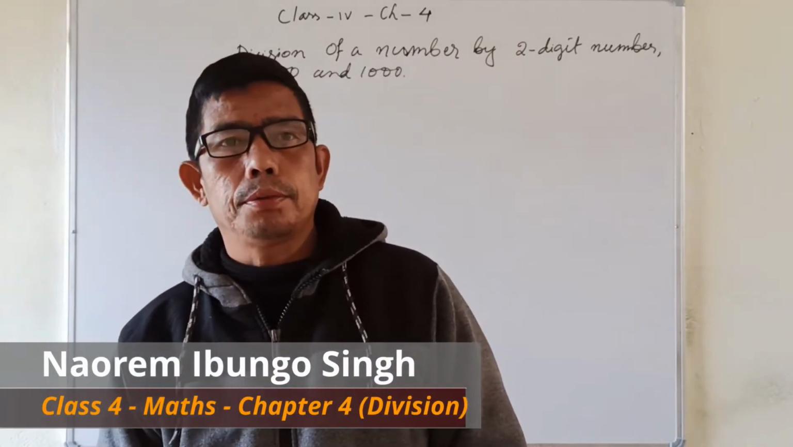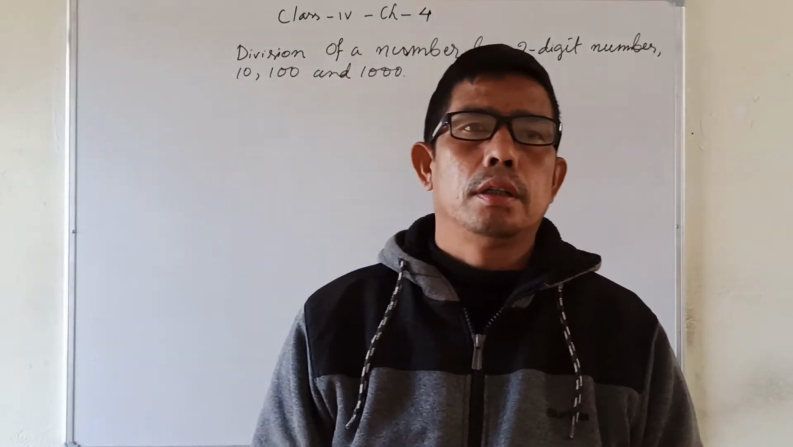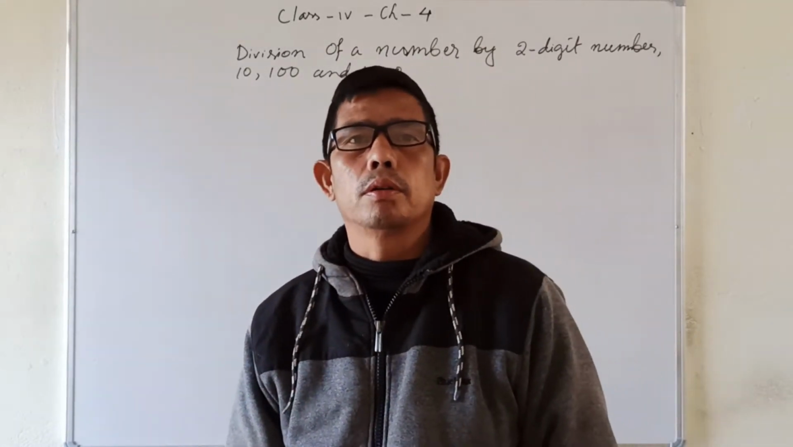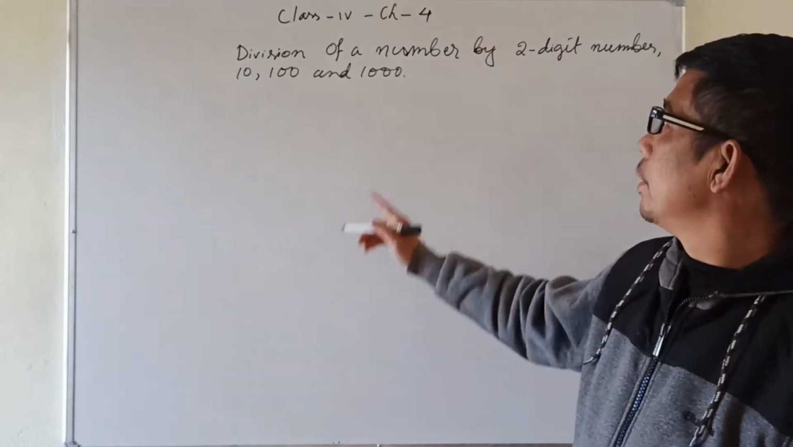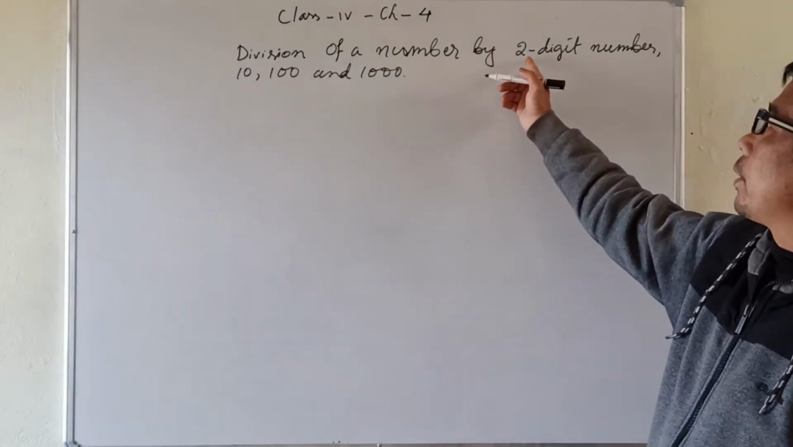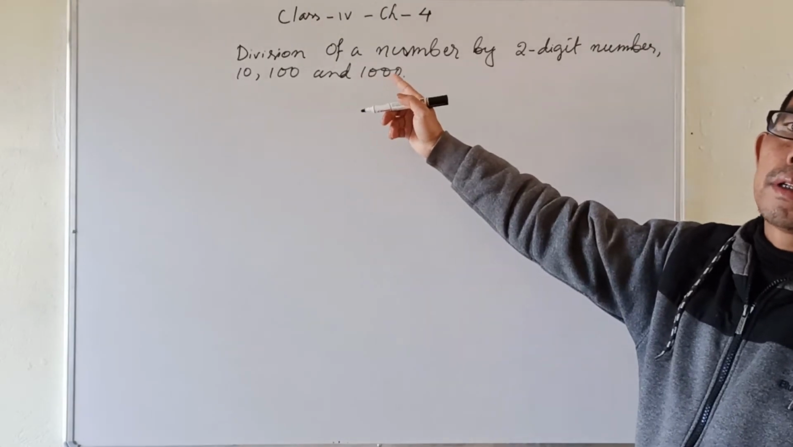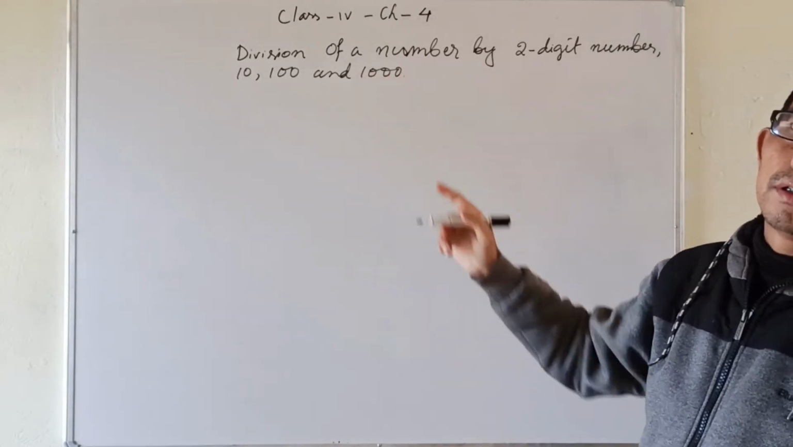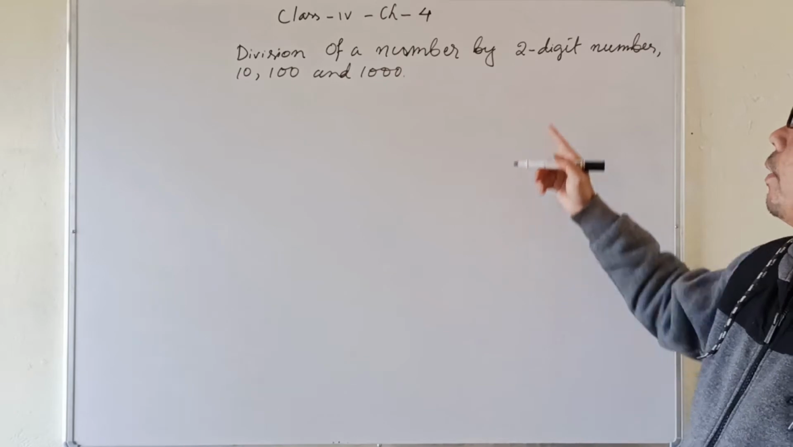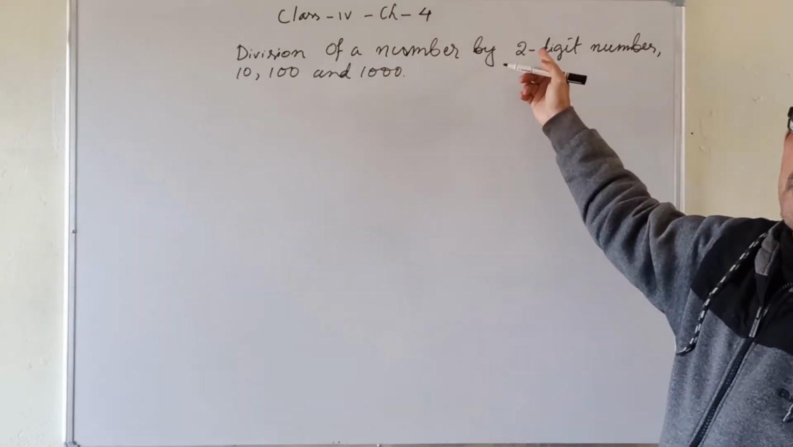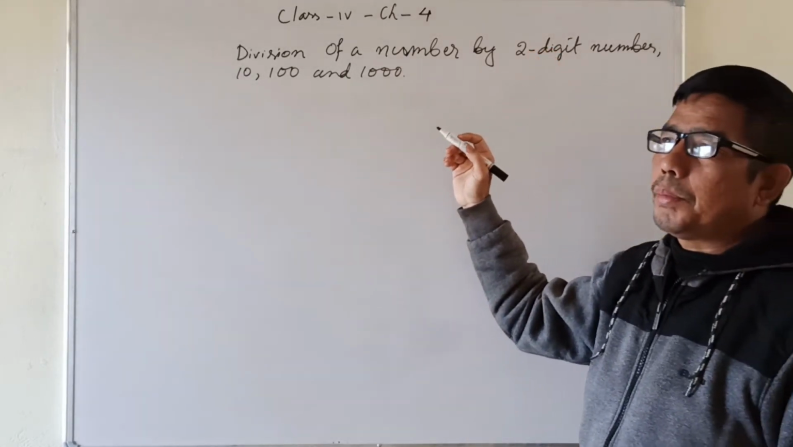Today we shall pick up in this video class some topics from chapter 4. That is division of a number by a two-digit number, 10, 100 and 1000, one by one. So let's pick up the first case, that is division of a number by two-digit numbers. Let's pick up an example.